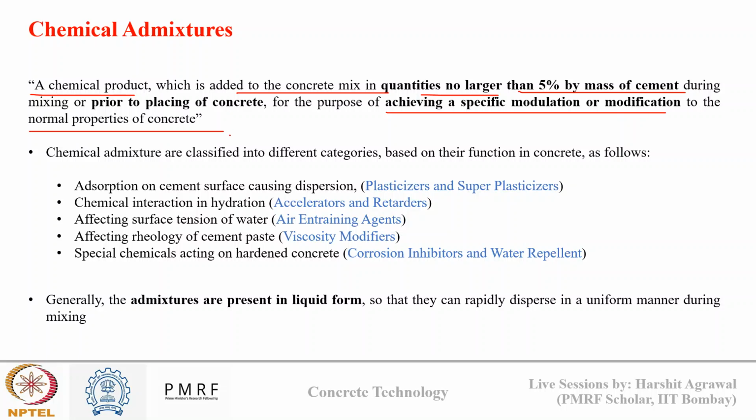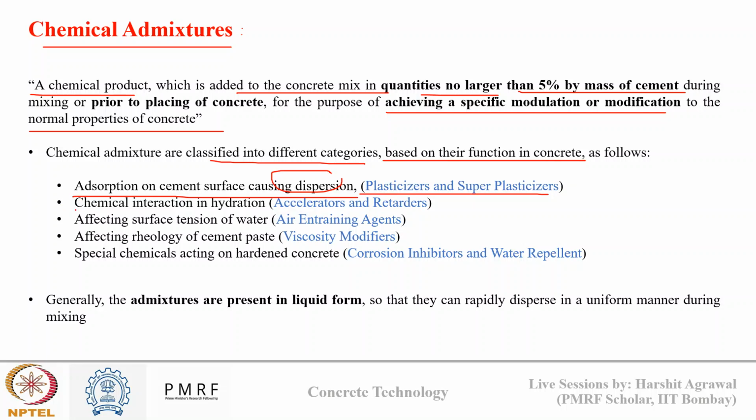So, in simple terms, chemical admixtures are the chemicals which are added in very small quantities during concreting to modify the fresh properties of concrete as per our need. These chemical admixtures are classified into different categories based on their function in concrete. What are these categories? The first category is adsorption on cement surface to cause dispersions. Admixtures which are responsible for dispersion are known as plasticizers and superplasticizers.